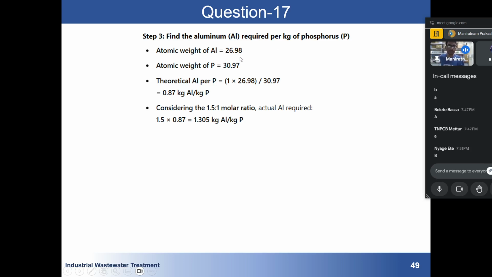The atomic weight of aluminum is 27. The atomic weight of phosphorus is 31. Theoretically, the question already says that the molar ratio of aluminum to phosphorus is 1.5 to 1. So theoretically, aluminum per phosphorus, suppose there is one gram of aluminum, will be 1 into 27 divided by 31.